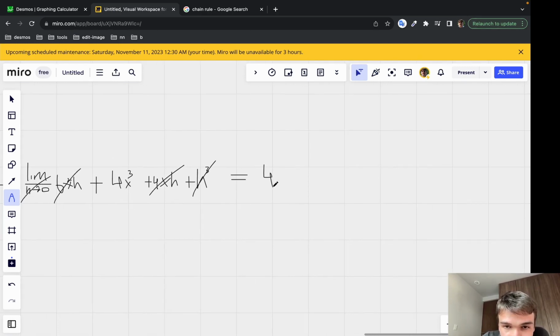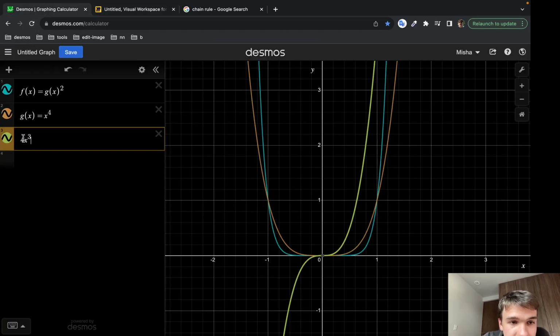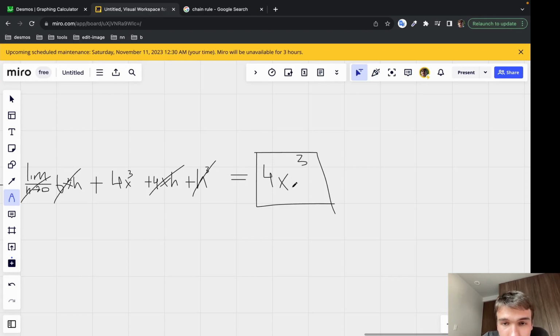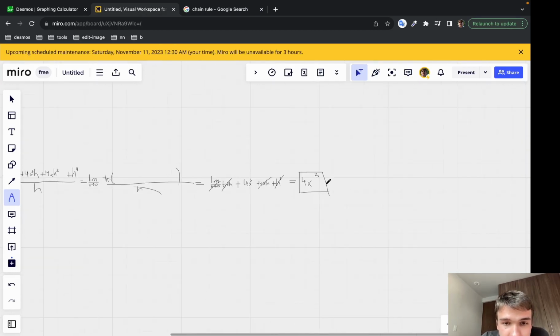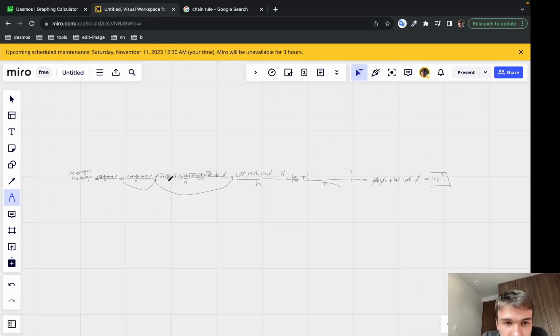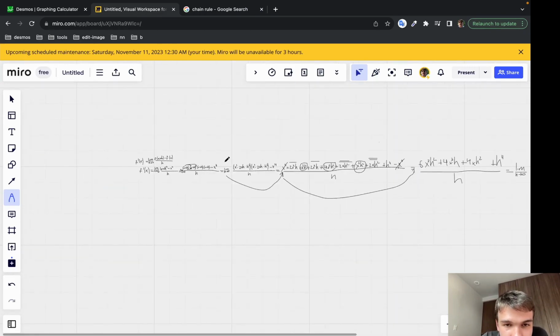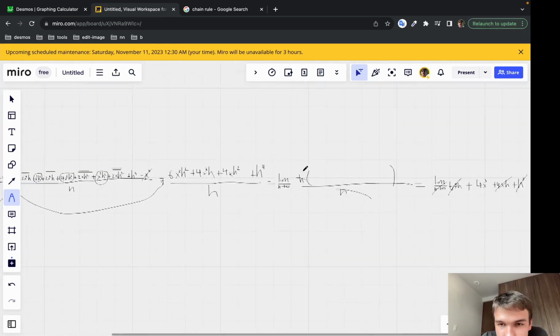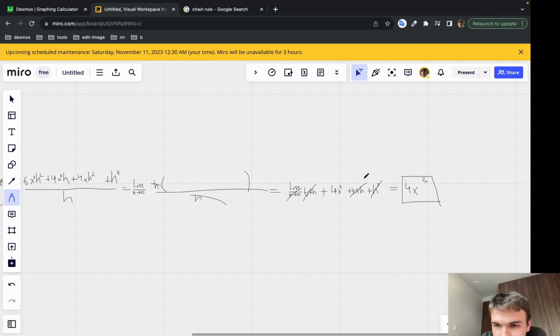So 4x cubed. So what is it? Is it the same one? Yes, it's the same one. 4 multiplied by x to the power of 3. So congrats, we've made it. So this is a very long trial, yeah, or trail or train, whatever.